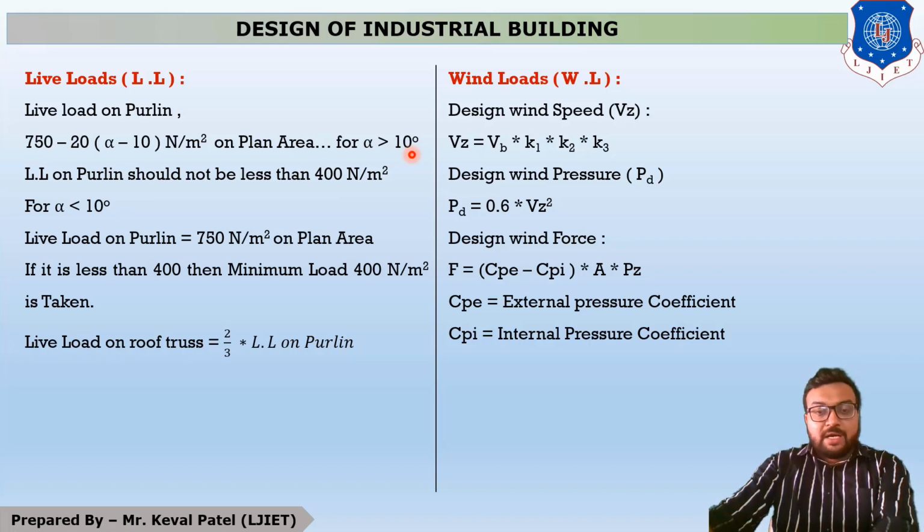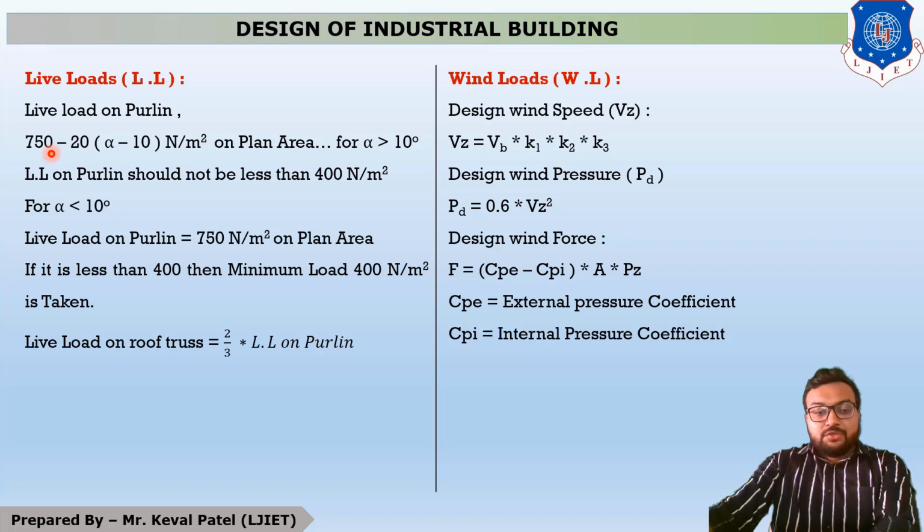Now for alpha less than 10 degree, you have to assume that the live load on purlin is equal to 750 directly, because whenever alpha is less than 10 degree, this term is in negative form. Whenever this term is negative, the whole term will be neglected, so your answer is 750.